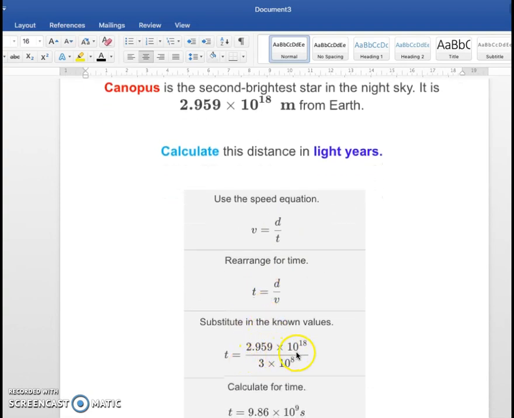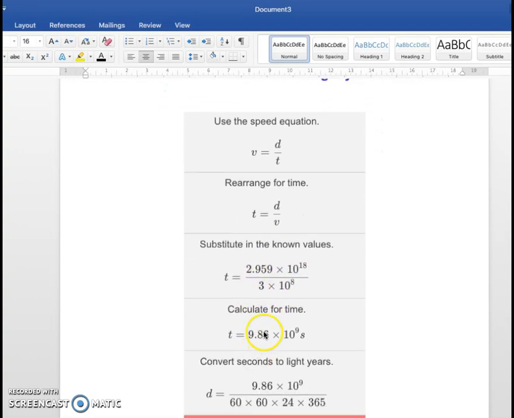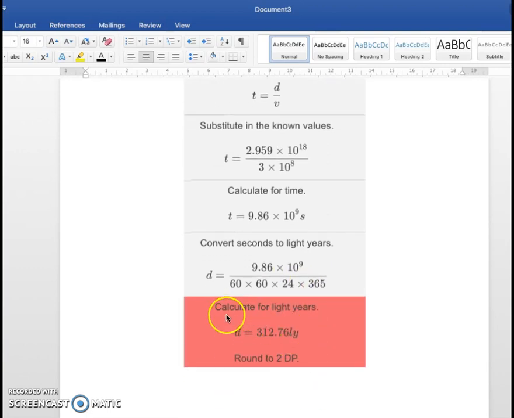So 2.95 times 10 to the 18 divided by the speed of light, 3 times 10 to the 8. We've calculated this in seconds. We're then going to convert this into years, and this value is the number of years and also the number of light years away this object is. This is because light travels 1 light year every year.